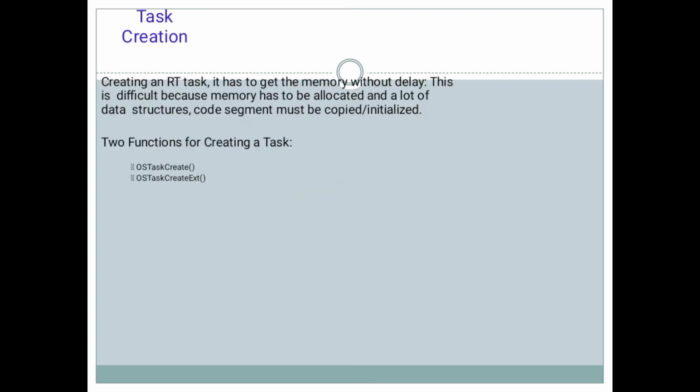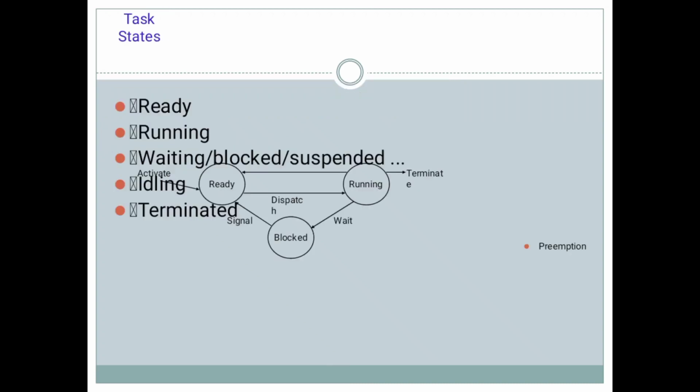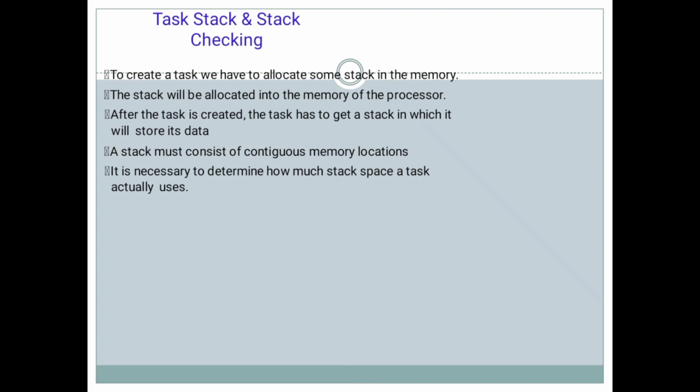So next is task creation. There are two functions for creating a task: OSTaskCreate and OSTaskCreateExt. This is for the ready, running, waiting, idling and terminated states, and it is also used to block context.